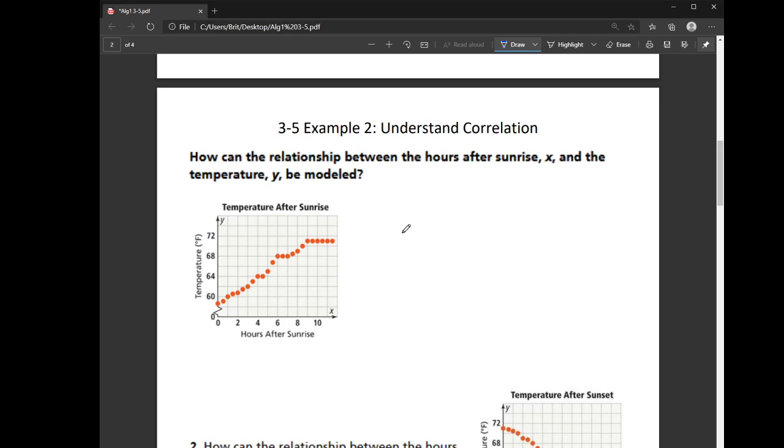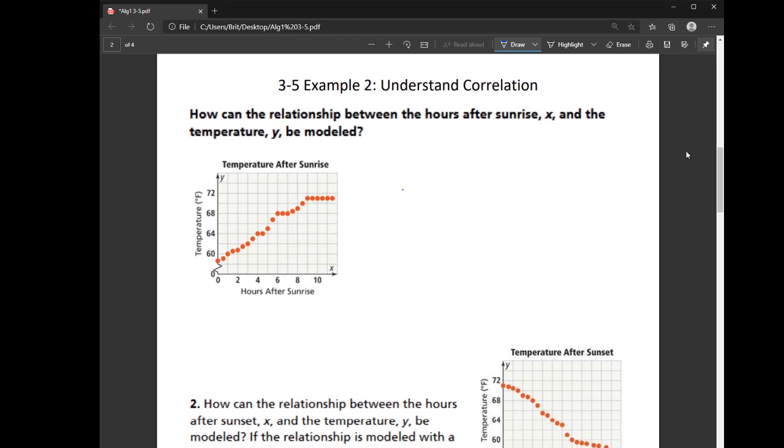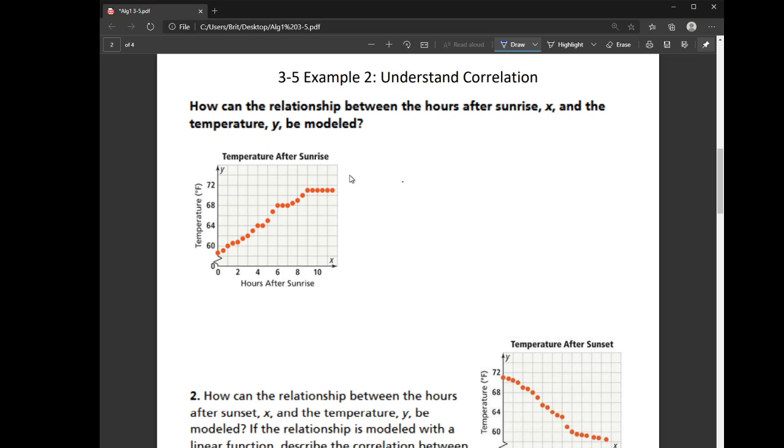In this video, I'm covering example 2 from section 3-5 in the SavvasRealize Algebra 1 textbook. So in this example, we are trying to understand correlation. So in our word problem that we have here, it says, how can the relationship between the hours after sunrise and the temperature be modeled?